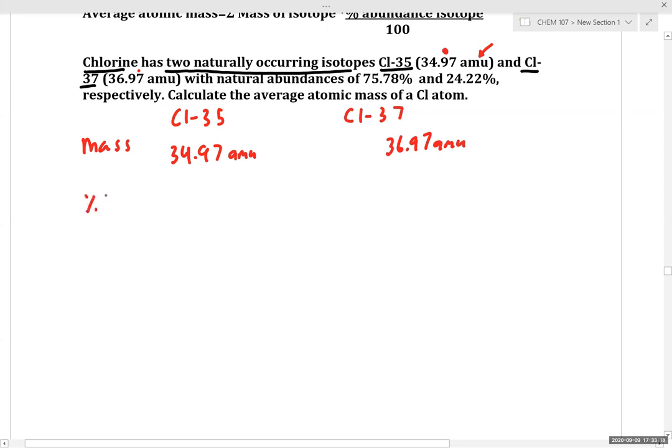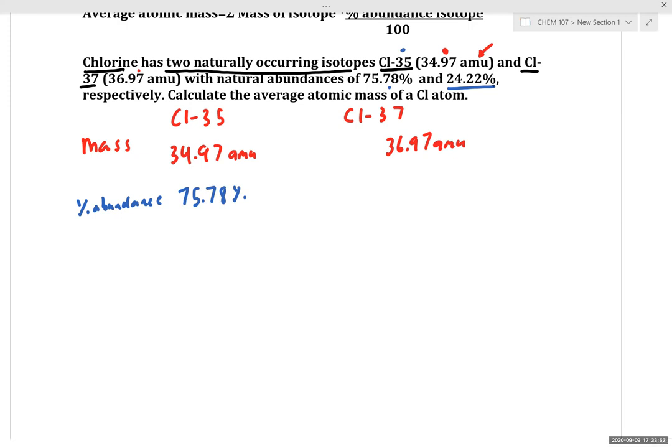The next piece of data we'll need, and I'll write this in a different color just to make it perfectly clear, is the percent abundance. So what is the percent abundance of chlorine 35? 75.78. Yep, exactly right. And what would the abundance of chlorine 37 be? 24.22. Yep, exactly right.